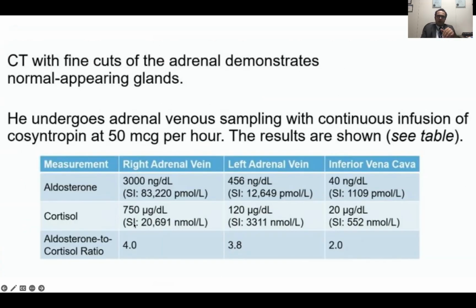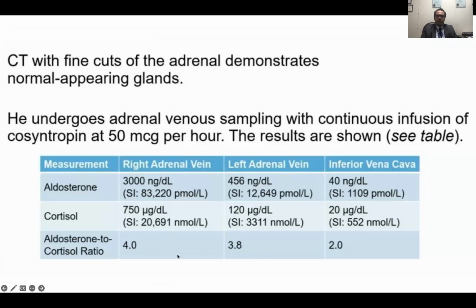So he undergoes AVS. The first step in AVS again is to see the cortisol between the IVC and the adrenal vein, IVC to left, IVC to right. So you can see that the right and left both are at least more than 5:1 ratio. Then we have to see the cortisol corrected aldosterone, cortisol corrected aldosterone of the right, of the left, and of the IVC. And here we have drawn that.